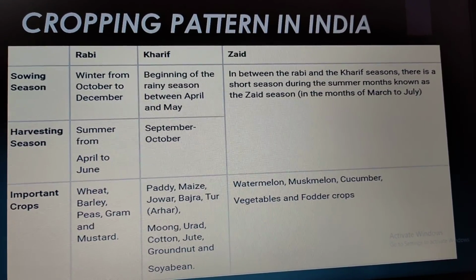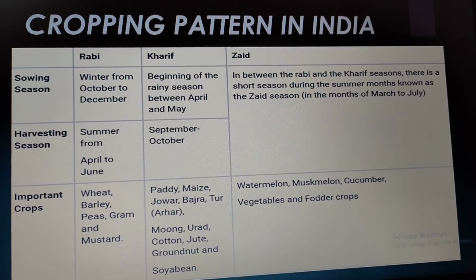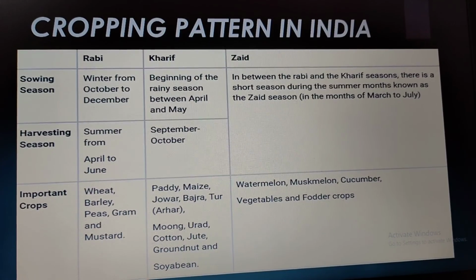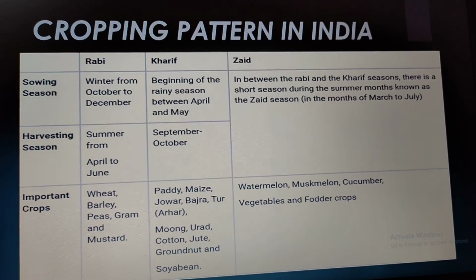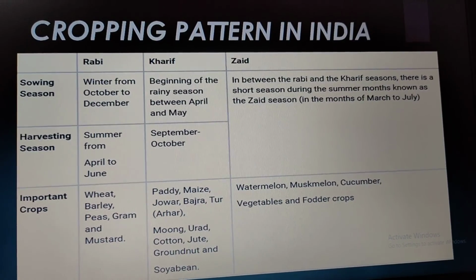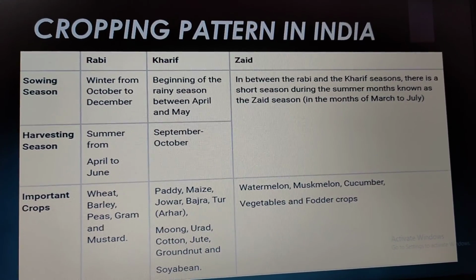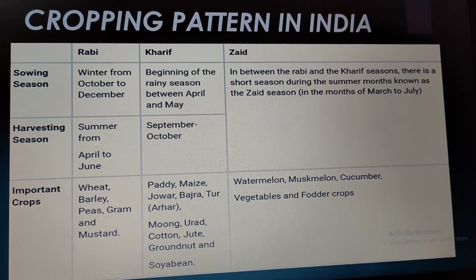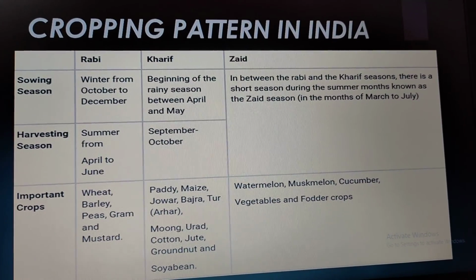If we talk about Zaid, in between the Rabi and the Kharif season, there is a short season during the summer months known as the Zaid season. Now we'll be talking about the important crops which are grown in the Rabi season, in the Kharif season, and in the Zaid season.